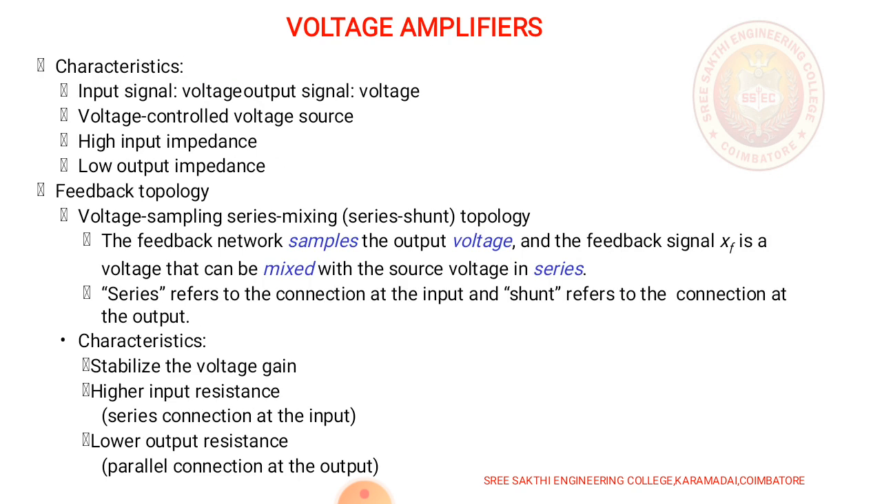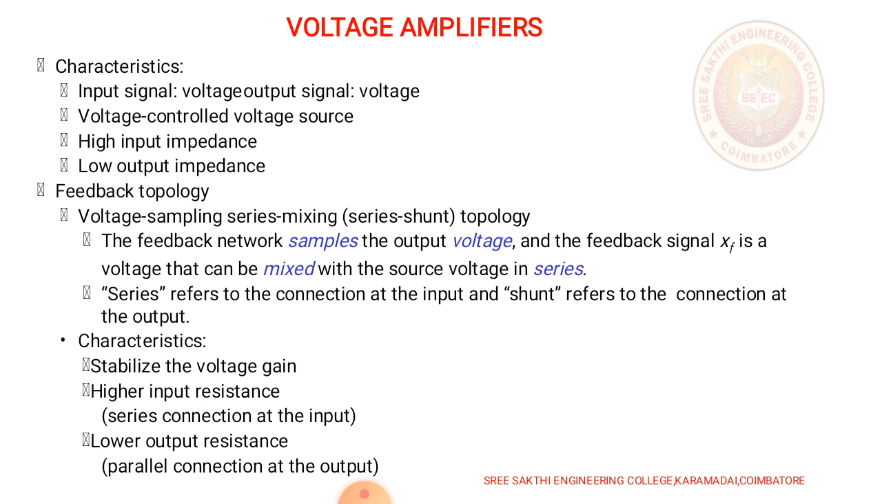Voltage amplifiers. Voltage amplifiers have some basic characteristics. Input signal is voltage and output signal is also voltage, and it is a voltage controlled voltage source. Then it has high input impedance and low output impedance. Voltage amplifier has voltage sampling, series mixing, that is series shunt topology.